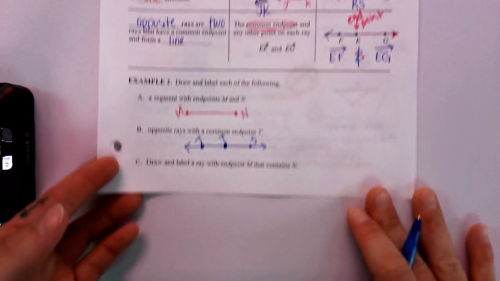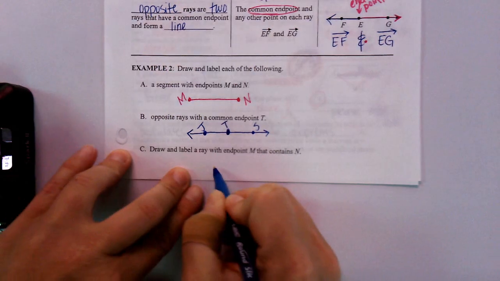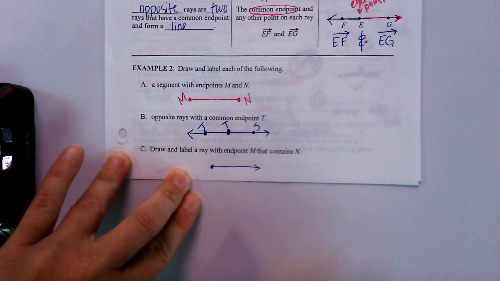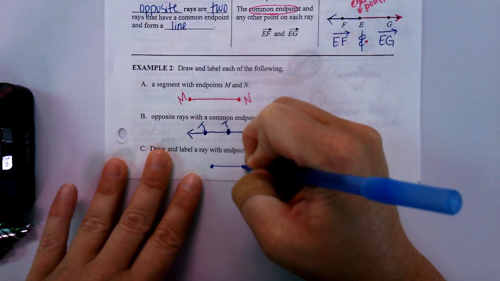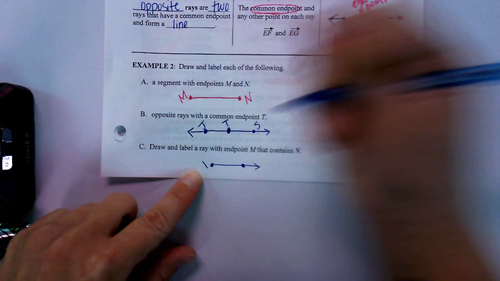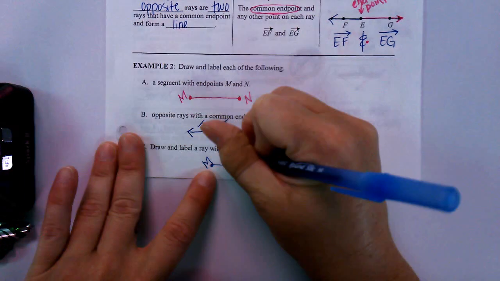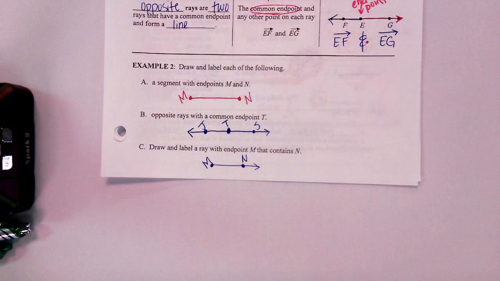All right, and the last one, it says to label a ray. So I don't even care about the letters right now. I'm just going to draw a ray. Because I know what a ray looks like, just like that. Well, and actually I know that it's supposed to have another dot. Okay, so now it wants the endpoint M. So which one of those is M? Yeah, the left one. And then it contains N, so that means go through point N. Have you got them? Woo!